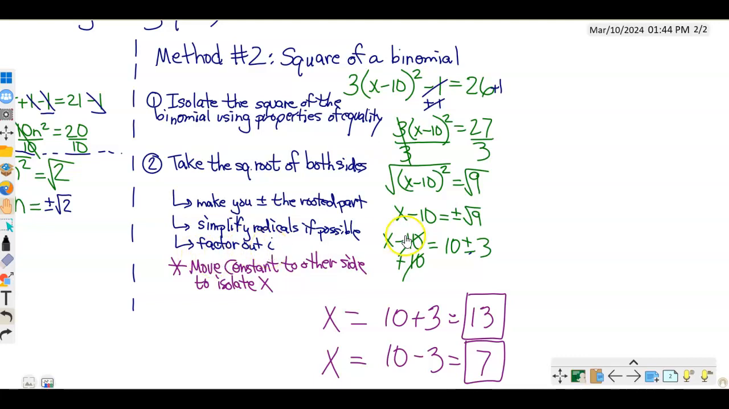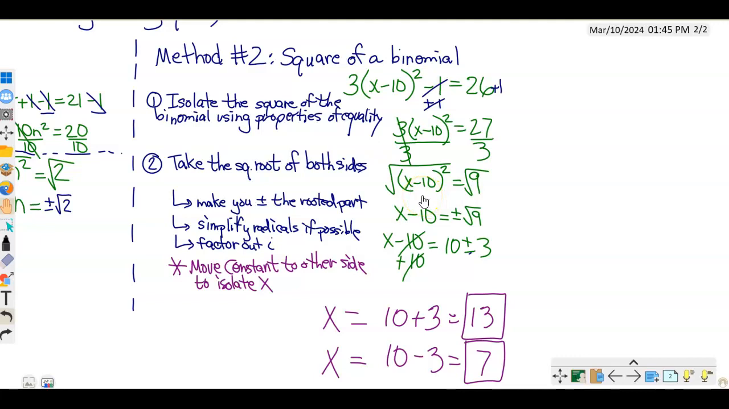Okay, remember to plus and minus your solutions. In this case, it's the square root of 9. We'll talk about that later. Simplify radicals if possible. Well, it just so happens that the square root of 9 is actually not an irrational number. It is a rational number. The square root of 9 is 3. But I still have to plus and minus it because I could have still squared the positive square root of 9 or the negative square root of 9 to have gotten this squared binomial.